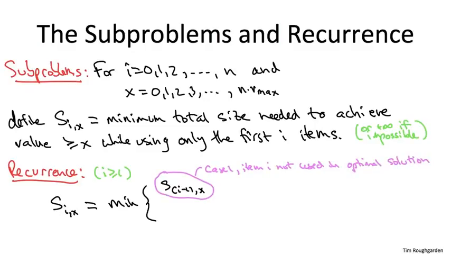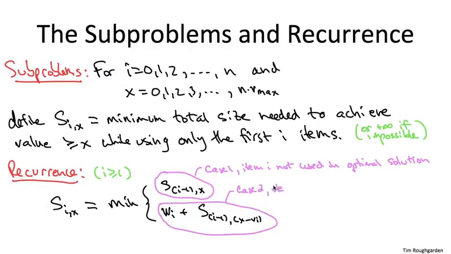On the other hand, suppose that in an optimal solution to the subproblem, you do actually use item I. Well, this contributes the size of item I to the weight of this optimal solution, so that's going to be W sub I. What can we say about the rest of the items in this optimal solution? Well, because the solution here achieves a value target of X, the items in this solution other than I must be achieving by themselves a value target of X minus V sub I. And of course, by the usual cut and paste argument, amongst all subsets of the first I-1 items with that property, they better well have the minimum total weight.